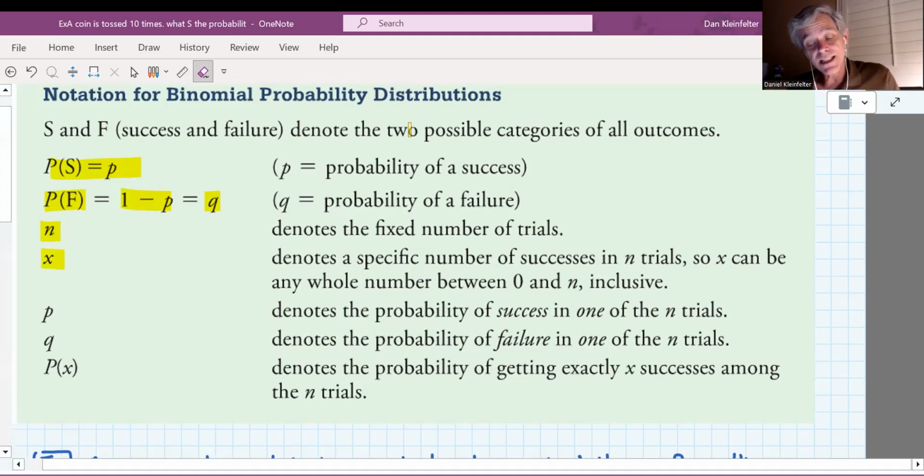X, the number of successes in N tries. So let's say we toss a coin 10 times and we want to know the chance of it coming up heads 3 times, the X would be the 3. The number of successes in N trials.